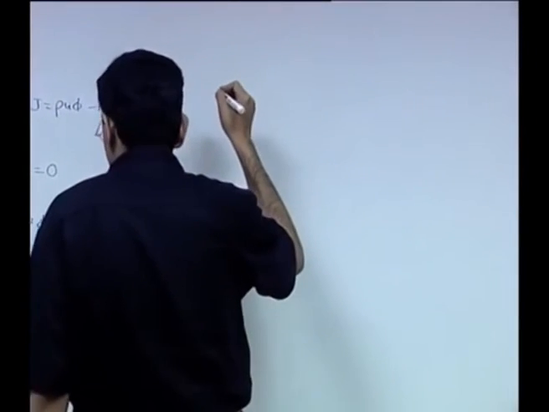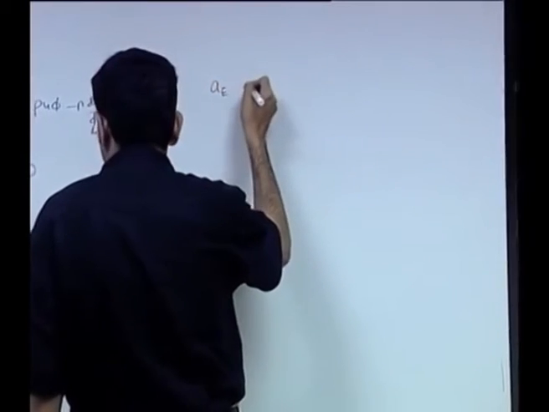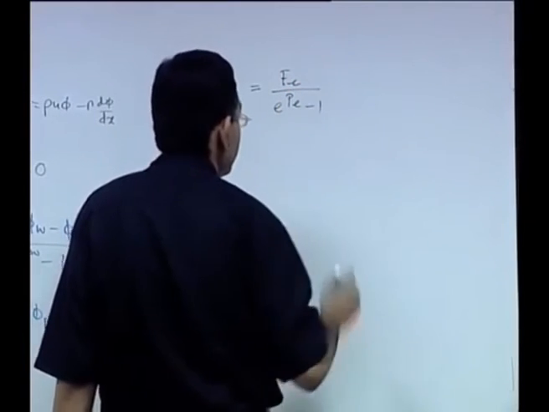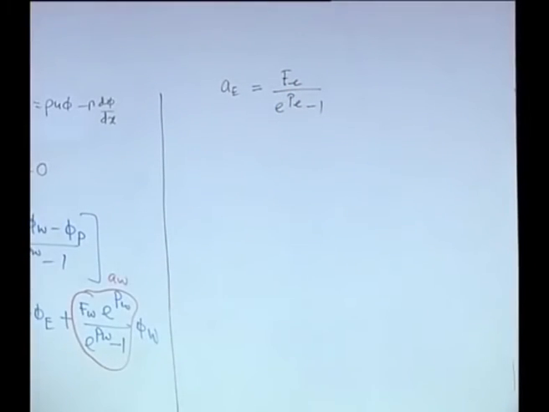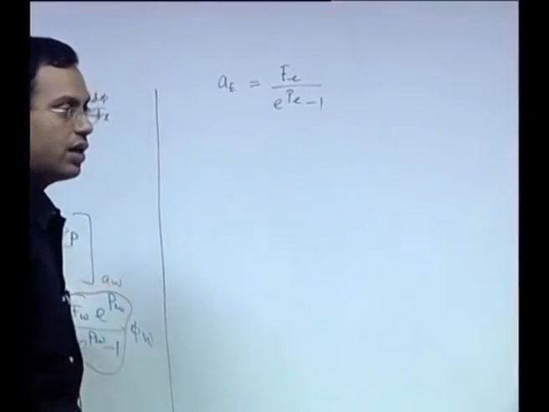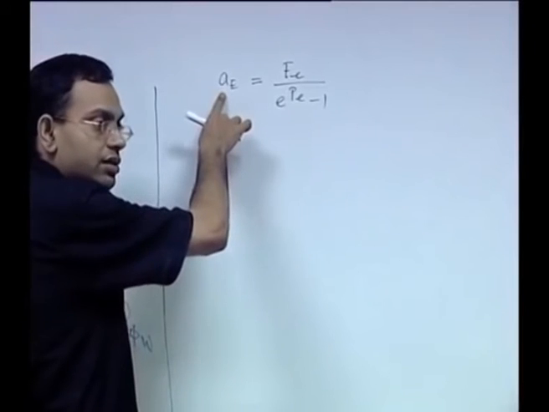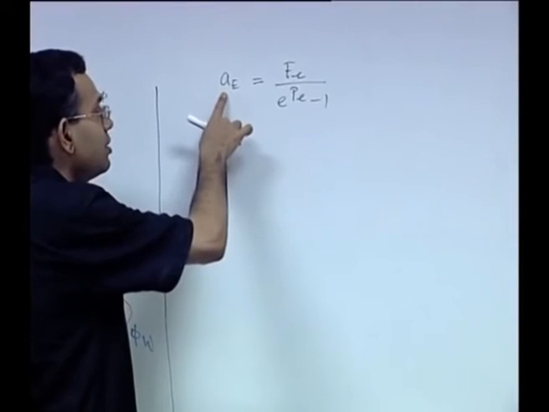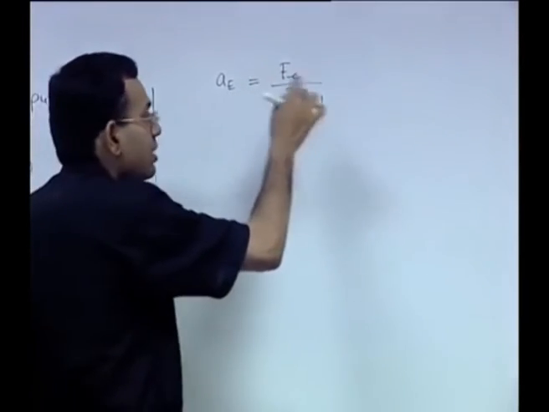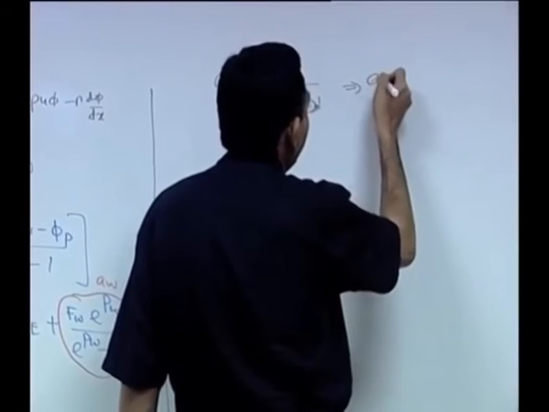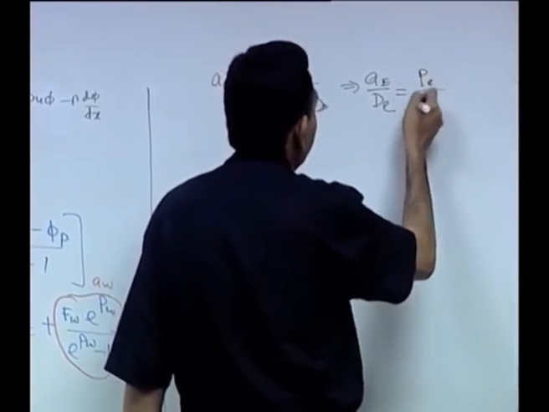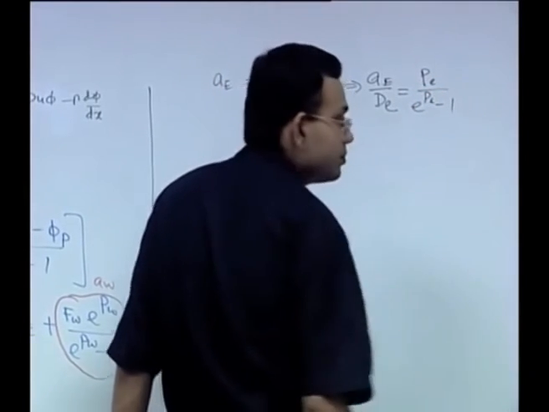In the exponential scheme we have this coefficient AE equal to FE by e to the power PE minus 1. How can we represent this in a non-dimensional way? We can divide it by DE, because FE by DE will become P, which is a non-dimensional number. So, AE by DE, a non-dimensional representation of AE, is PE by e to the power P minus 1.